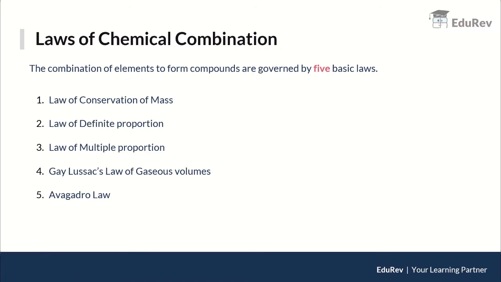The first topic of this lecture video is laws of chemical combination. During a chemical reaction, there are some qualitative as well as quantitative observations. In order to account for these observations, it is summarized by certain statements which are known as laws of chemical combination. There are basic 5 laws studied under this: law of conservation of mass, law of definite proportion, law of multiple proportion, Gay-Lussac's law of gaseous volume, and Avogadro law. We will study each law one by one.